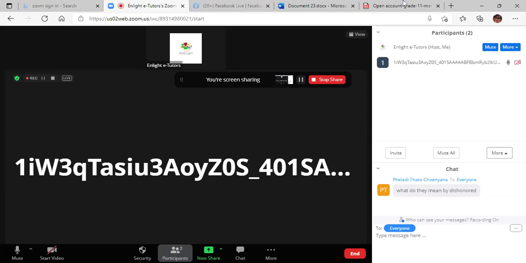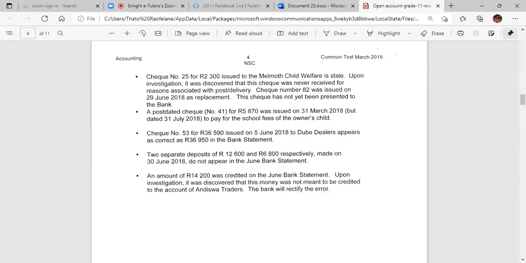However, a stale check is a check that is delayed by 6 months. After 6 months, you cannot claim a check.